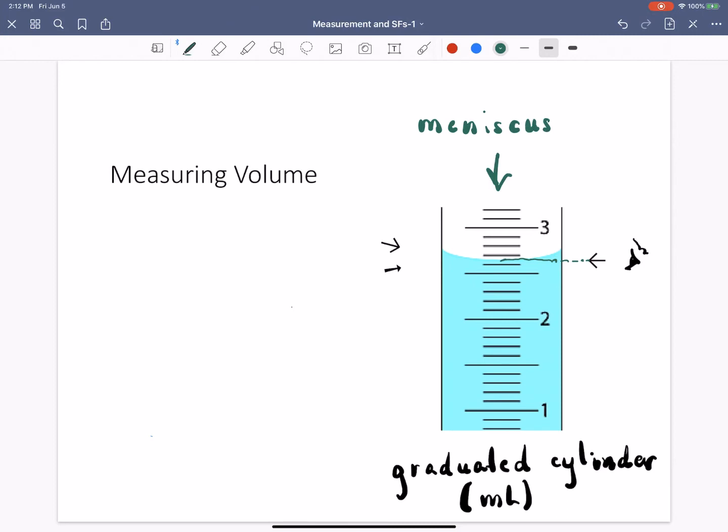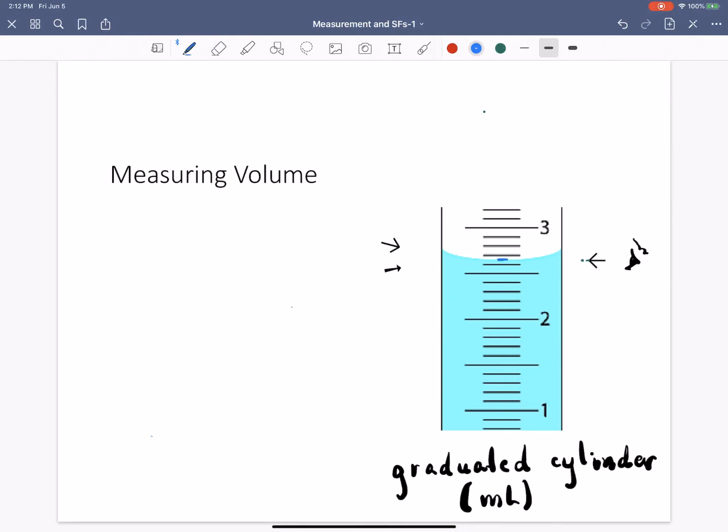The meniscus is the place where the two phases meet. So in the cylinder, we have liquid. And above the cylinder, we have air, gas. And the place where they meet is the meniscus. When I look at the meniscus, I'm looking down the center. So in this case, I'm looking at the lowest place.